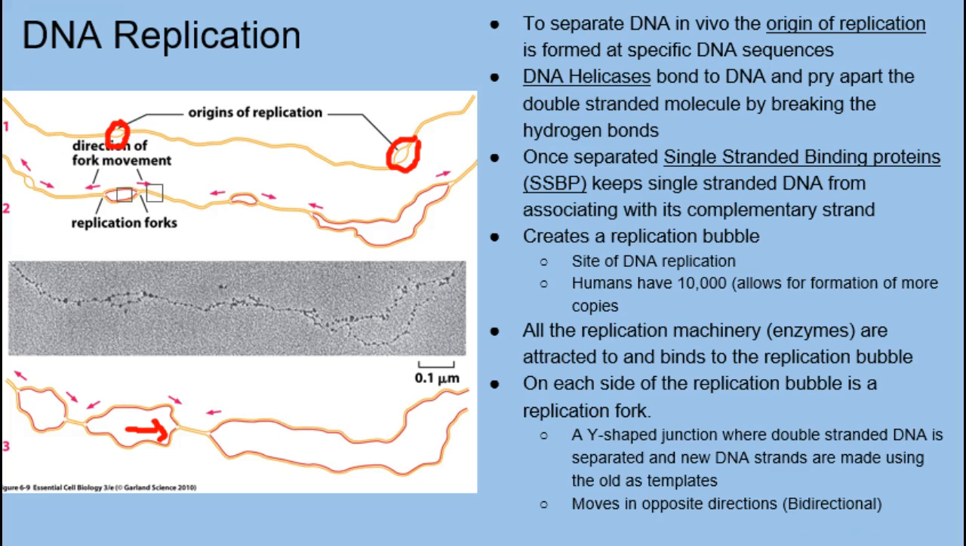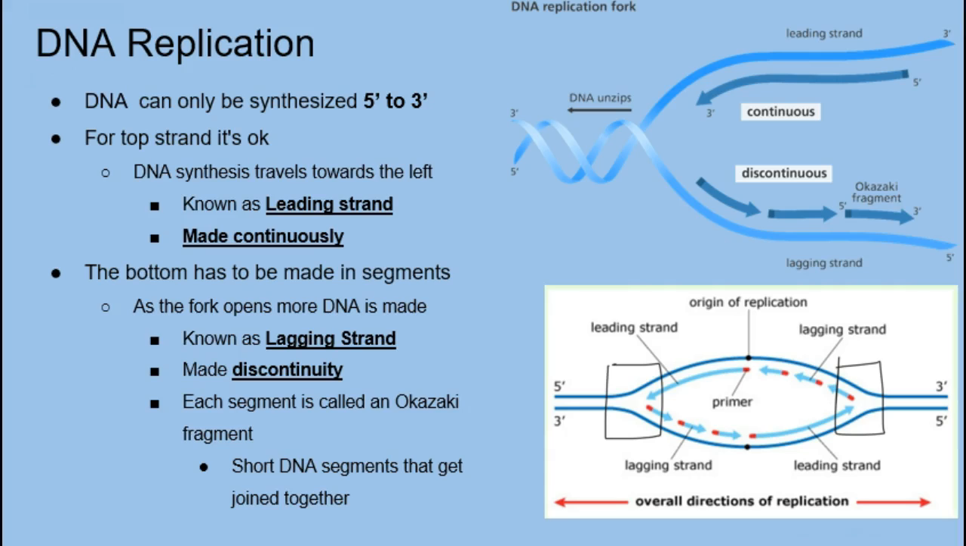Hydrogen bonds are very weak, so that allows for little energy to be used when the bonds are being broken to separate the strands, which creates the origin of replication. So DNA can only be synthesized 5' to 3'.